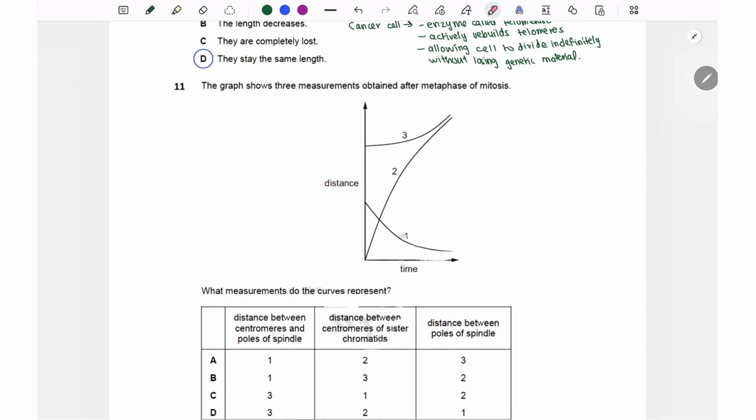So what we know about the distance between centromeres of sister chromatids, the centromere is what joins the sister chromatids together. This is going to be joining them at first, and it's not going to have any distance until they're pulled away during anaphase. So this is then going to increase. So they're going to move further apart. So that's 0 here. And then that distance is going to increase. So that's going to be 2.